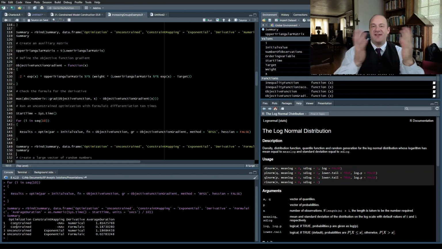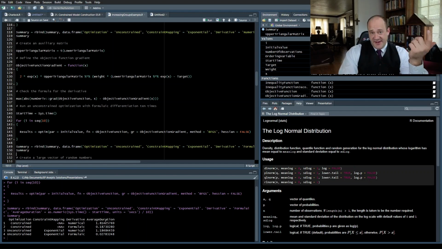So when we've done two things, right? We've transformed our constrained optimization problem to an unconstrained optimization problem. And we have also provided it with a formulaic derivative instead of relying on numeric differentiation. Now look at the benefit here. The original problem, no formulaic derivatives, numeric differentiation, constrained setup, took 1.8 seconds to solve. By providing it derivatives, we were able to decrease that by 90% down to 0.18 seconds.